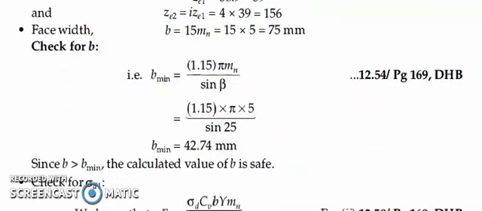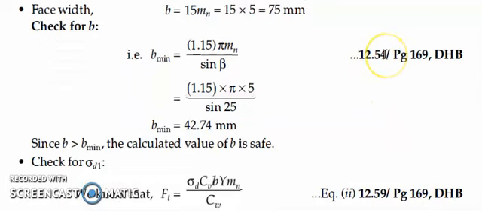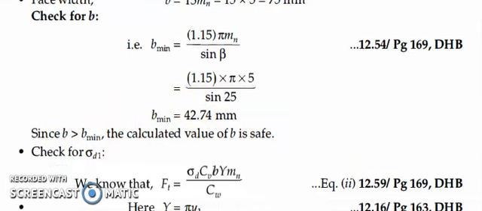For that we take equation 12.54 from the data book, that is B minimum is equal to 1.15 pi into Mn divided by sin theta. Using this equation, all the values we already calculated or are given, we will get 42.74. But here we can identify that the value of B is equal to 75 mm. So the calculated value of B is greater than B minimum, which we got as only 42.74. So our design assumptions are safe.